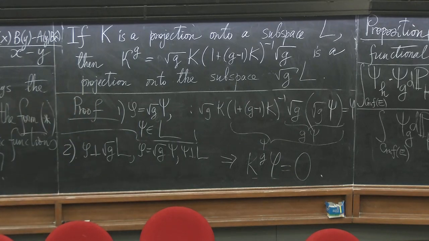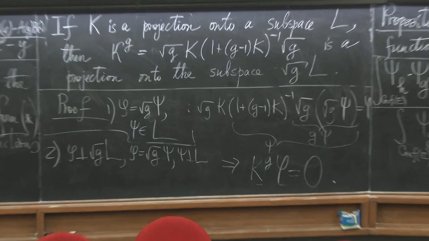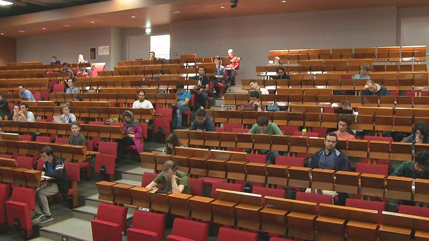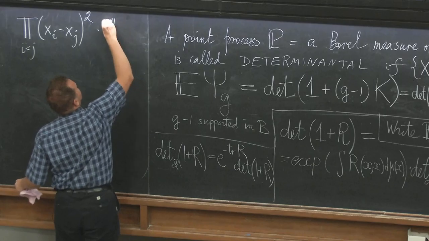Let me explain this property. Let me illustrate this on the example of orthogonal polynomial ensembles. So in fact, if we consider an orthogonal polynomial ensemble, which we saw many times in this school, let's consider an orthogonal polynomial ensemble.